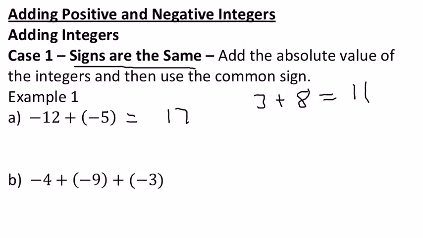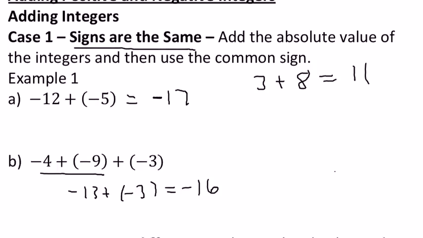But then you use the common sign. Since they're both negative, you're going to get a negative 17. So two negative numbers added together, you add just like they're positive, but then make the answer negative. So like on B, you're doing negative 4 plus negative 9 to get negative 13. Signs are the same, and so you add them up to get negative 13. And then you add negative 3. Signs are still the same, to get negative 16.